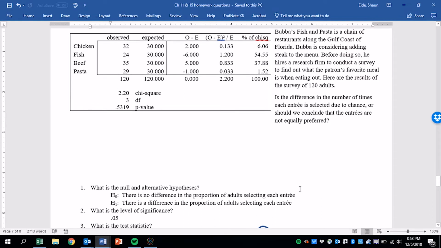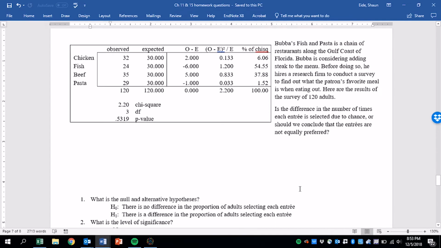Another way that you could write this, because the null hypothesis is written pretty much exactly how the question is asking it. The restaurant owner wants to know, is there a difference between what individuals desire to eat? And so it's written in that way, saying there is no difference in what they want to eat. There's no difference in the proportion of adults selecting each entree.